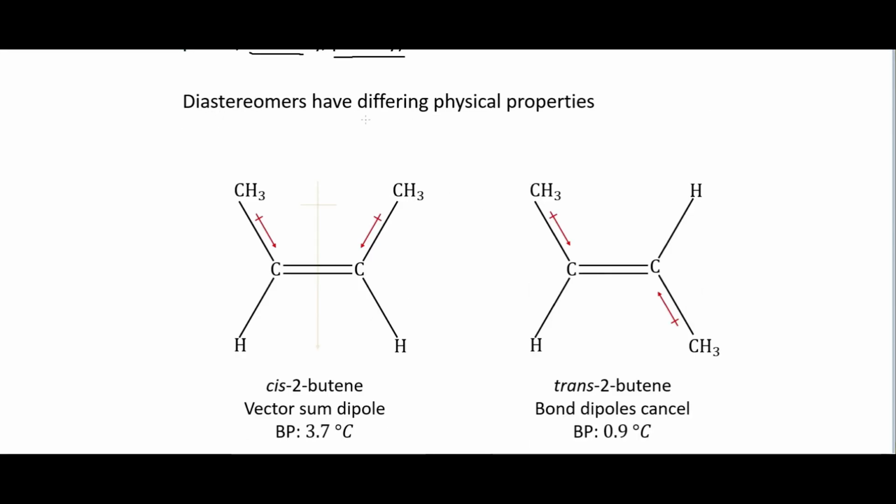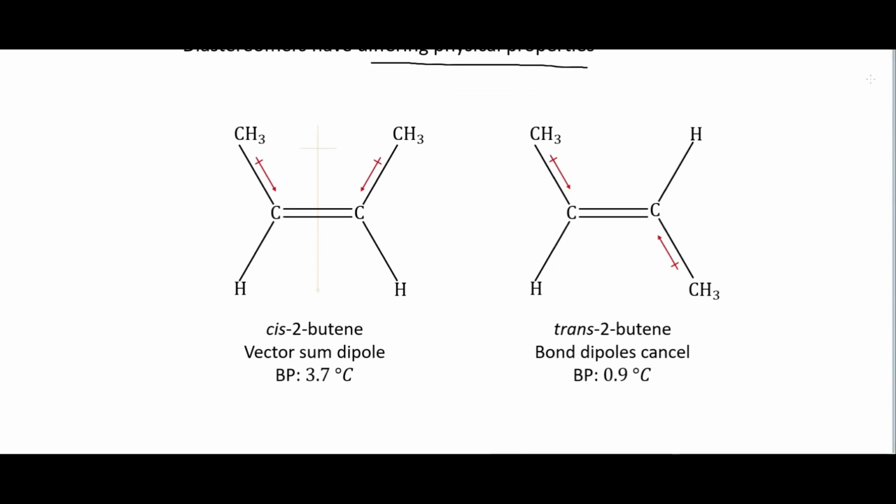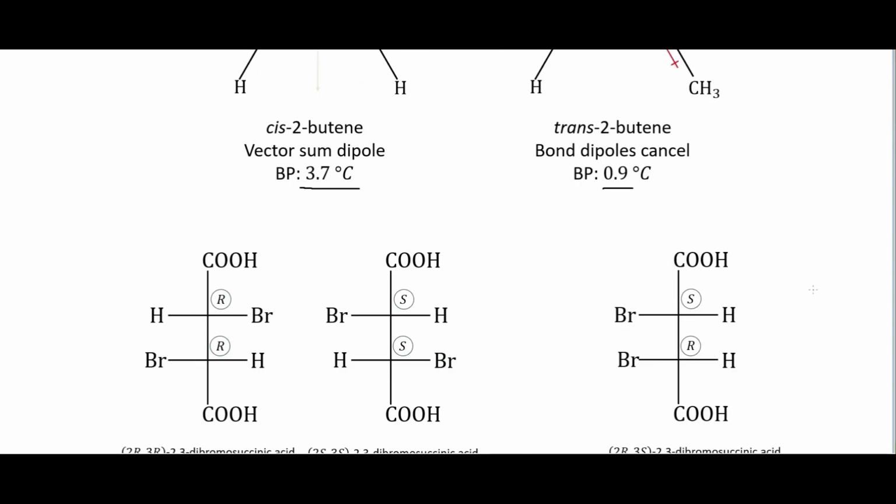Diastereomers, on the other hand, have differing physical properties, and so if we look at this trans-2-butene with cis-2-butene here. The cis has these in the same direction, and so it actually has a vector sum dipole that increases the boiling point to 3.7 degrees Celsius, whereas in trans-2-butene, the bond dipoles cancel, and so our boiling point is only 0.9 degrees Celsius.